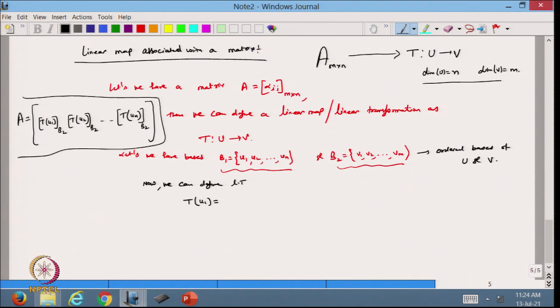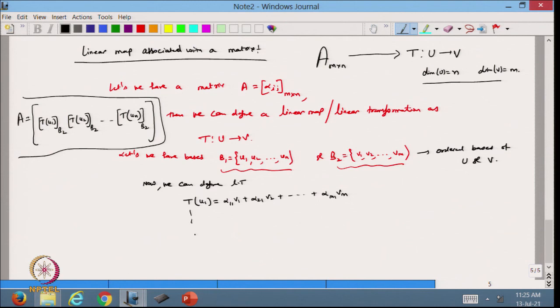So, it means that I have to write the first column. That first column will be alpha 11 v1 plus alpha 21 v2, and then up to alpha m1 vm, because there are m numbers there. So, this is my first image. This is the way we can write it down.